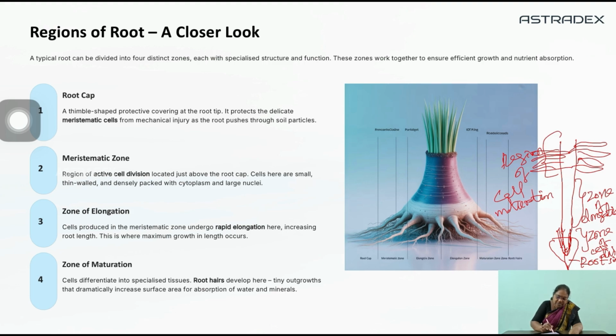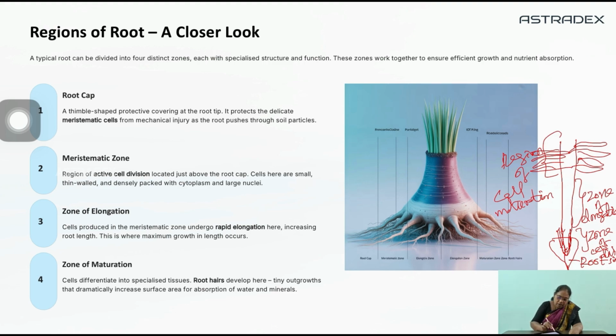And then the meristematic zone possesses cells that undergo continuous division above the root cap. So this is the root cap. Above the root cap, the meristematic zone is present. Here cells are small, thin walled and densely packed with cytoplasm and large nuclei. So meristematic cells are thin walled cells densely packed with cytoplasm and possess a large nucleus.